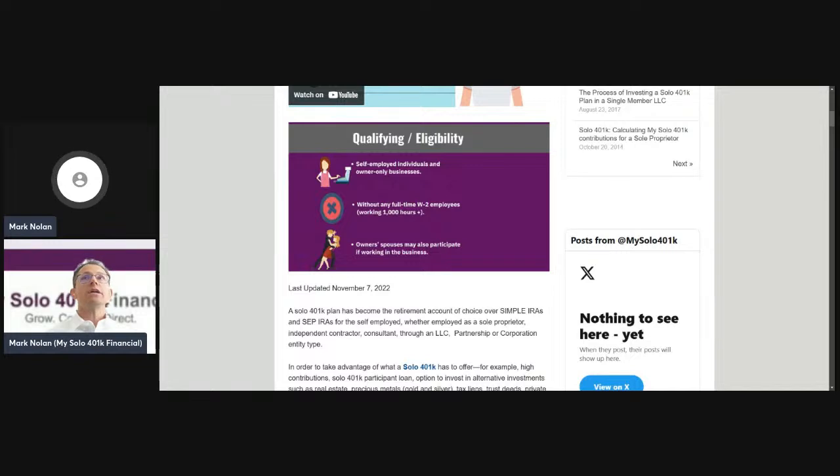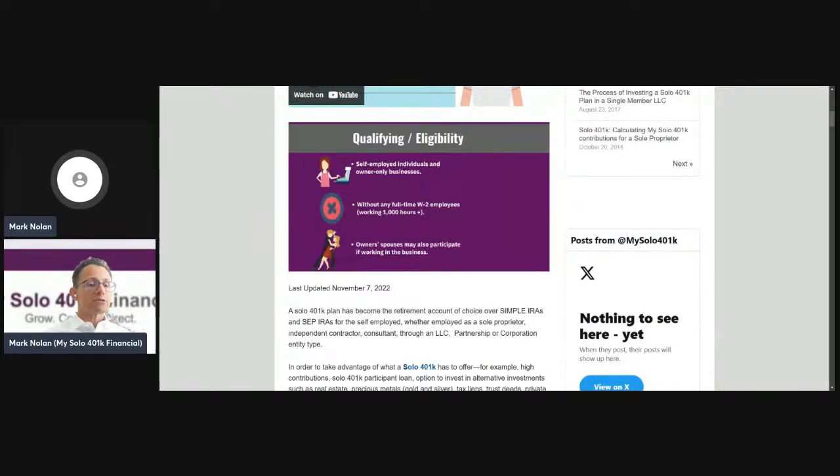If you employ any full-time W-2 employees, so anyone working 1,000 hours or more who is not an owner in the business, but they're just a common law employee, so a W-2 employee who's not an owner, then you would not qualify for a solo 401k plan because you employ a common law full-time W-2 employee, that is an individual working 1,000 hours or more in your business.